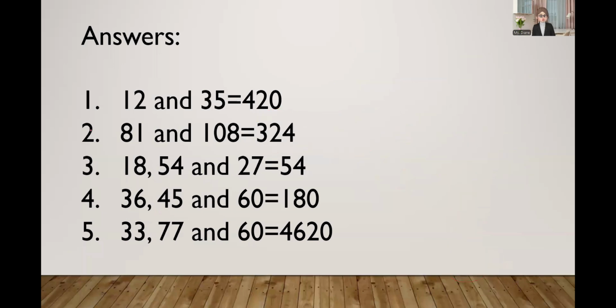Okay, next is LCM of 18, 54, and 27. So let's find out the factors of 18 first. So it's 6 times 3, right? You can still factor out 2 times 3. So they are all prime numbers. List down here the prime factors of 18, which is 2 times 3 times 3.